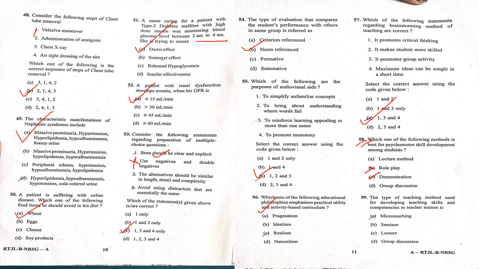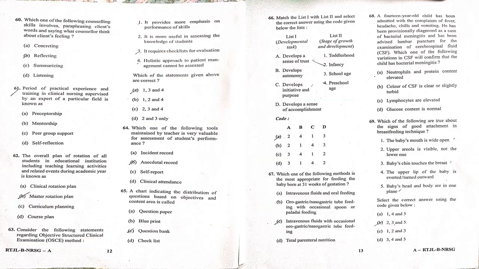The type of teaching method used for developing teaching skill and competencies in the teacher trainee is micro teaching. Option A. 60. Which one of the following counseling skill involves paraphrasing client's word and saying what counselor think about client's feeling? এটা হলো reflecting. Option B.